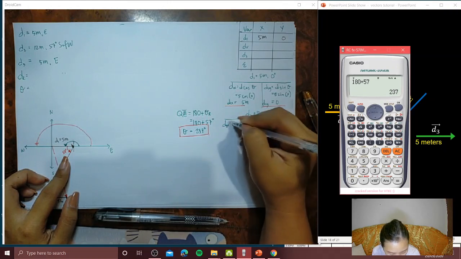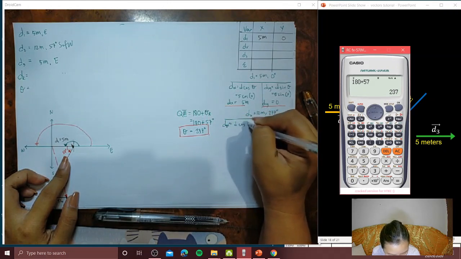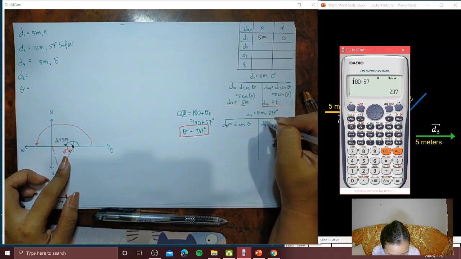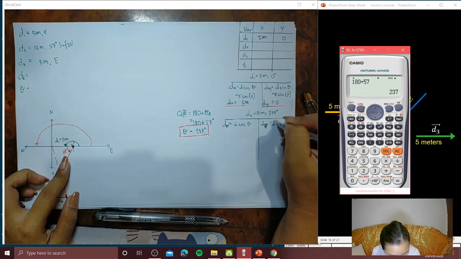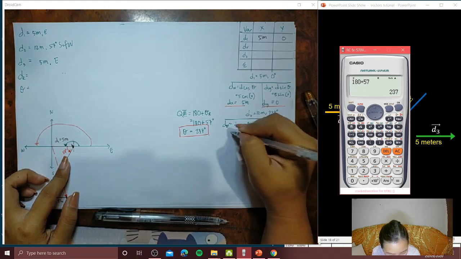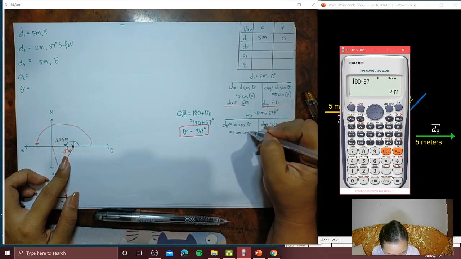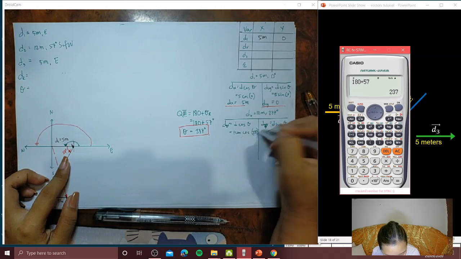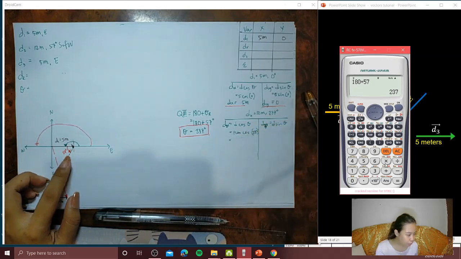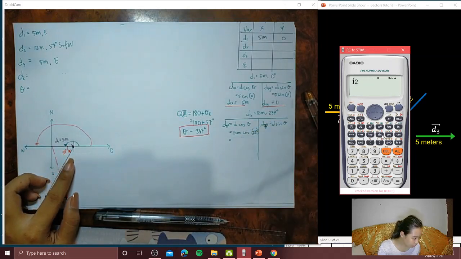So, let us solve here our d2x and d2y. D2x, d cosine theta, and d2y, we have d sine theta. Substitute lang the values. You have 12 meters cosine. Pilang imo nga angle? This 237. Okay, so you have 12 cosine 237. Pila na siya ayhan?